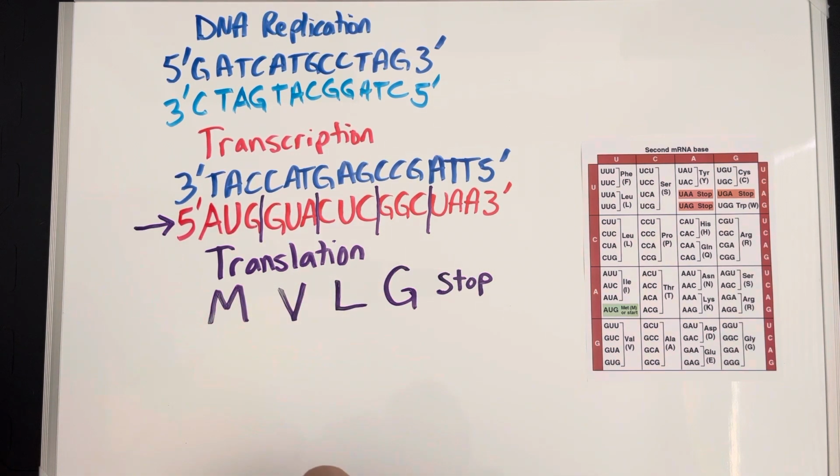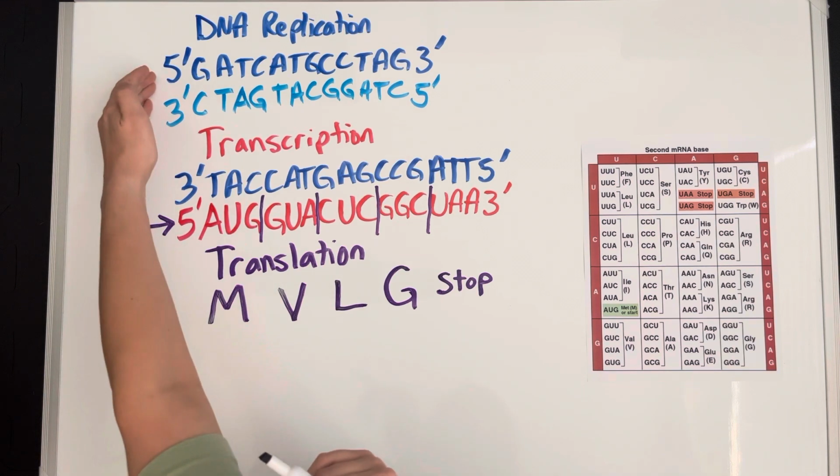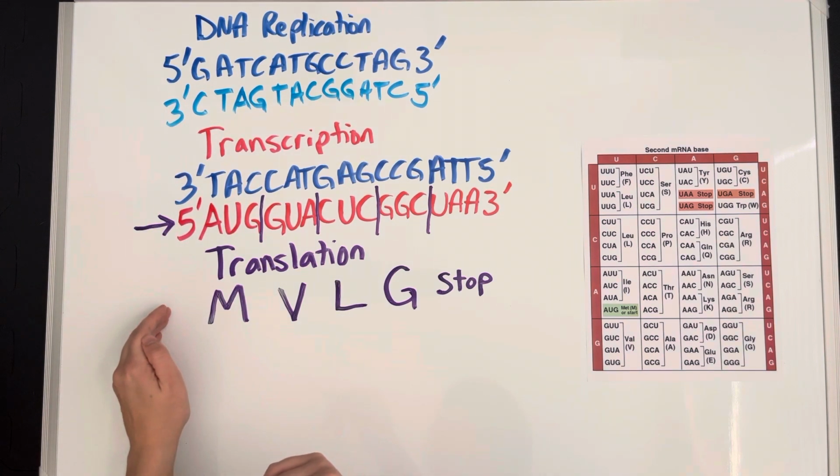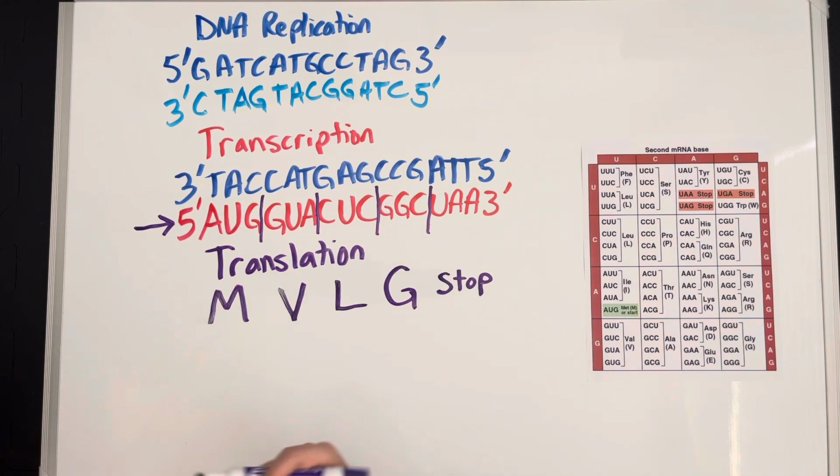So on your genetics assignment, you'll have replication, you'll have transcription, you'll have translation, and then you'll have a bunch of Punnett squares to do.